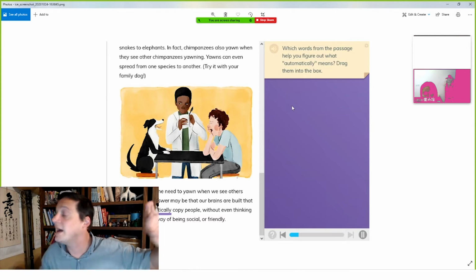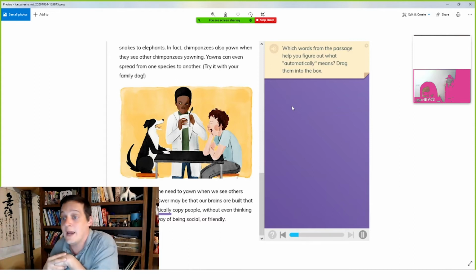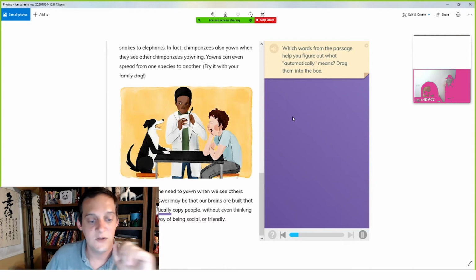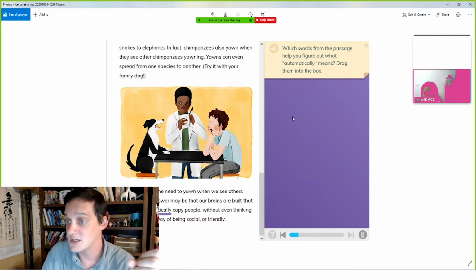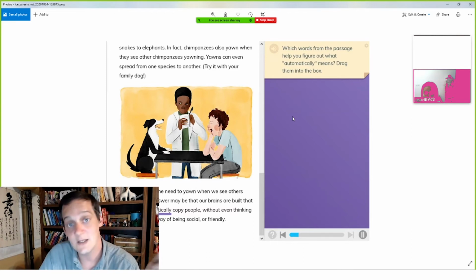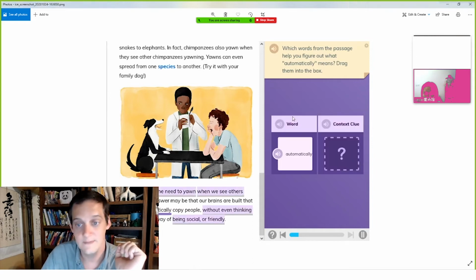You can just close your eyes, feel around. You touch something hot, your hand pulls away. Why? Because it's an automatic response. It feels something and you pull it back. That's dangerous. So you don't have to think about it. It happens. Your body says, nope, away. And that's the same thing with yawning. It's automatic. You don't have to think about it. It just happens.